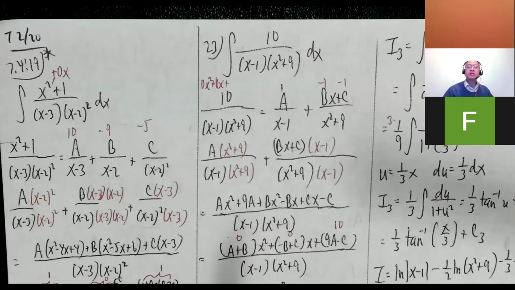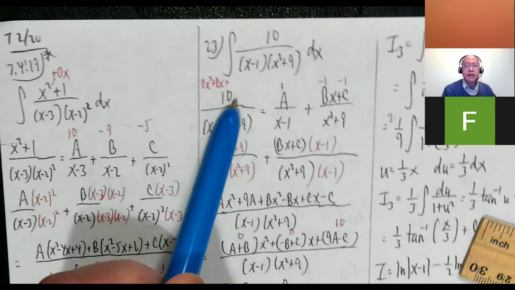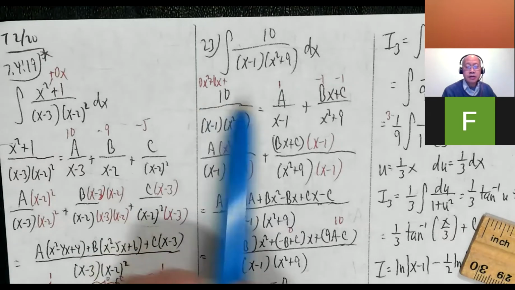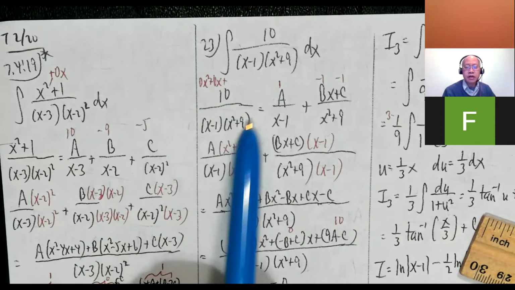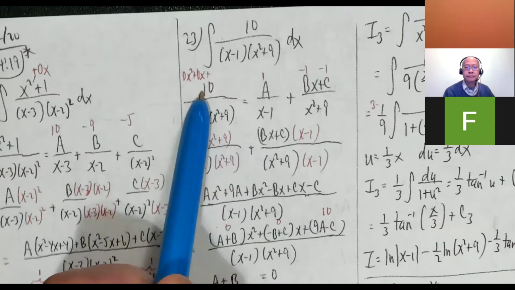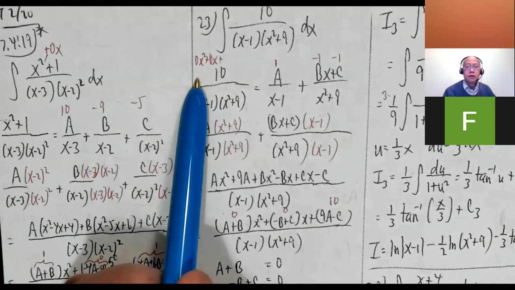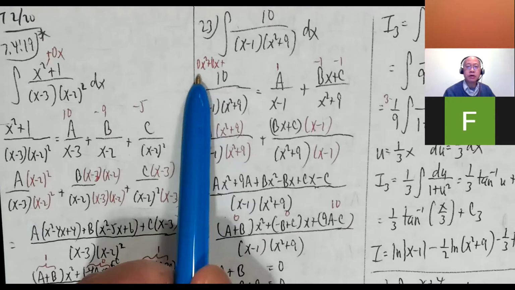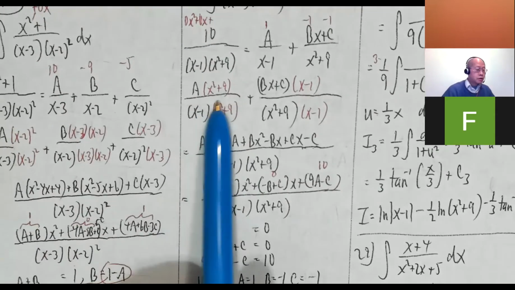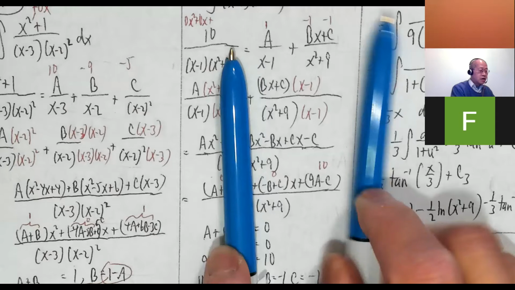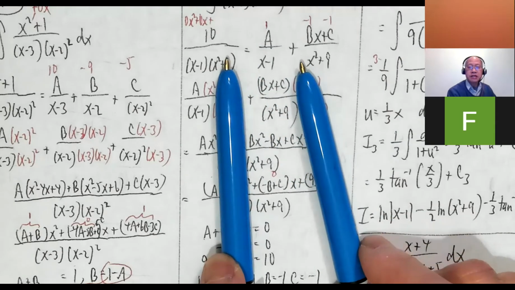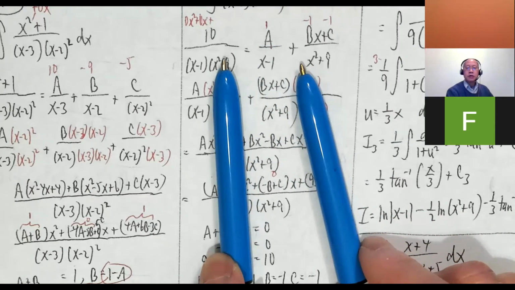Okay. And for this one, 10, pretend it's 0x squared plus 0x plus 10. The basic idea is if the denominator is third degree, you need something second degree on top. So treat 10 as 0x squared plus 0x plus 10. All right, so I've got my a over x minus 1 plus bx plus c over x squared plus 9.